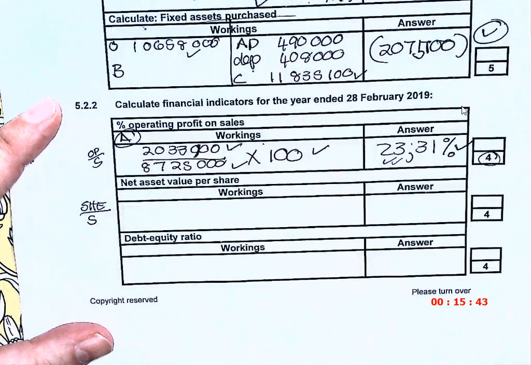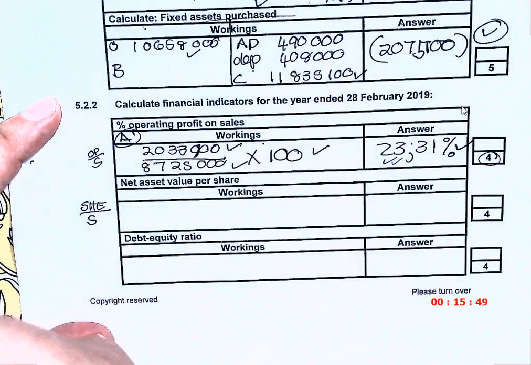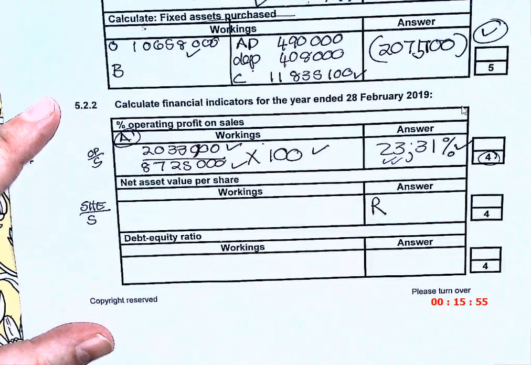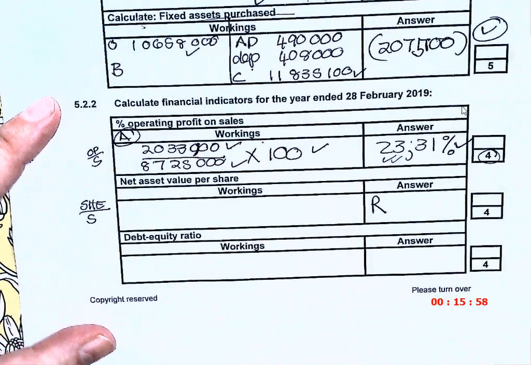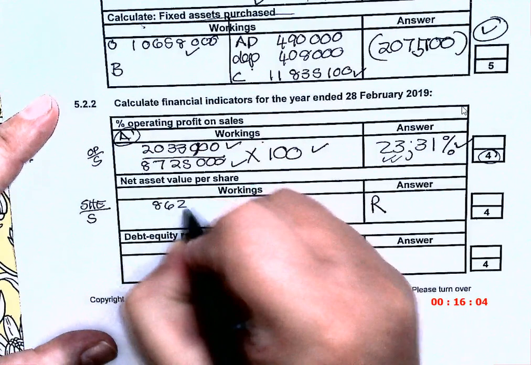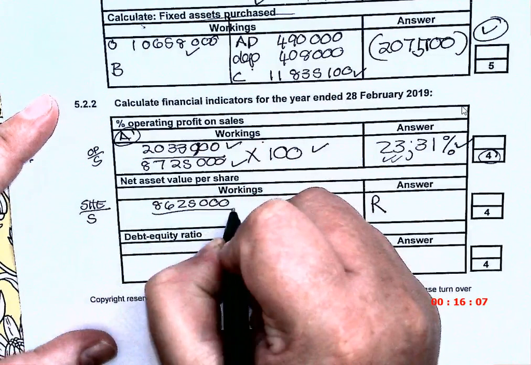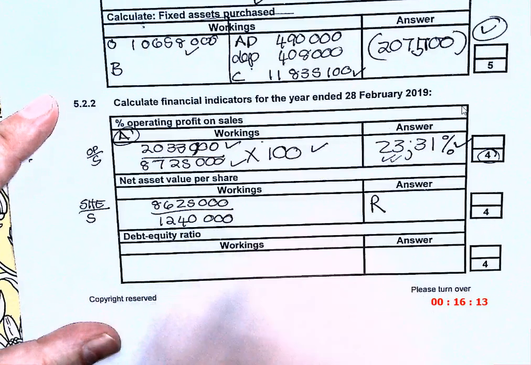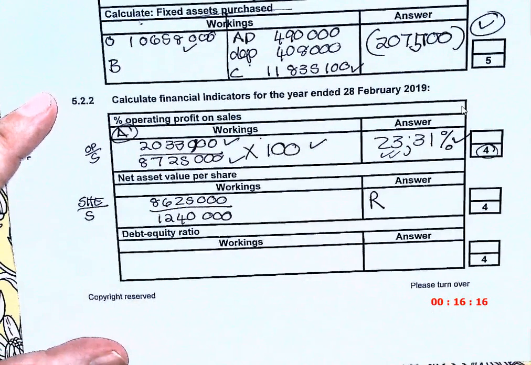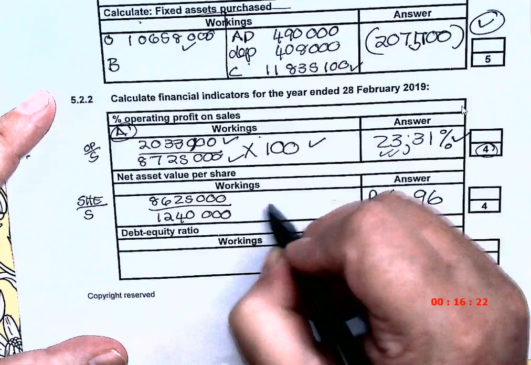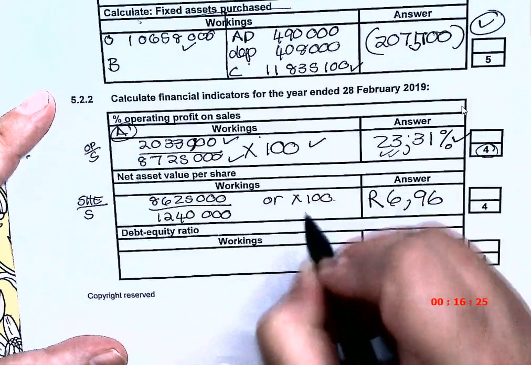Okay, so here we go. If I don't say times 100, my answer will be in rands. If I times 100, my answer would be in cents. Okay, so shareholders' equity, they give me, it's what, 8625. Shares in issue, they tell me the final ones is 1240. Okay, I'm not going to times with 100 because I want my answer in rands, and that will give me. Or, if you times with 100, it's going to be 696 cents.